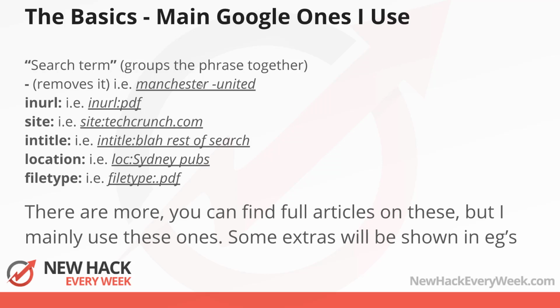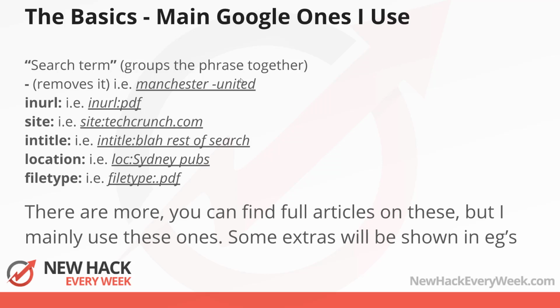The second one is removing pieces. If I wanted to find out about Manchester, the city, and Google around there, I'd put Manchester, then minus United, because there are going to be a lot of search results coming up for the soccer team. And if I'm not interested in that, I'm removing it.